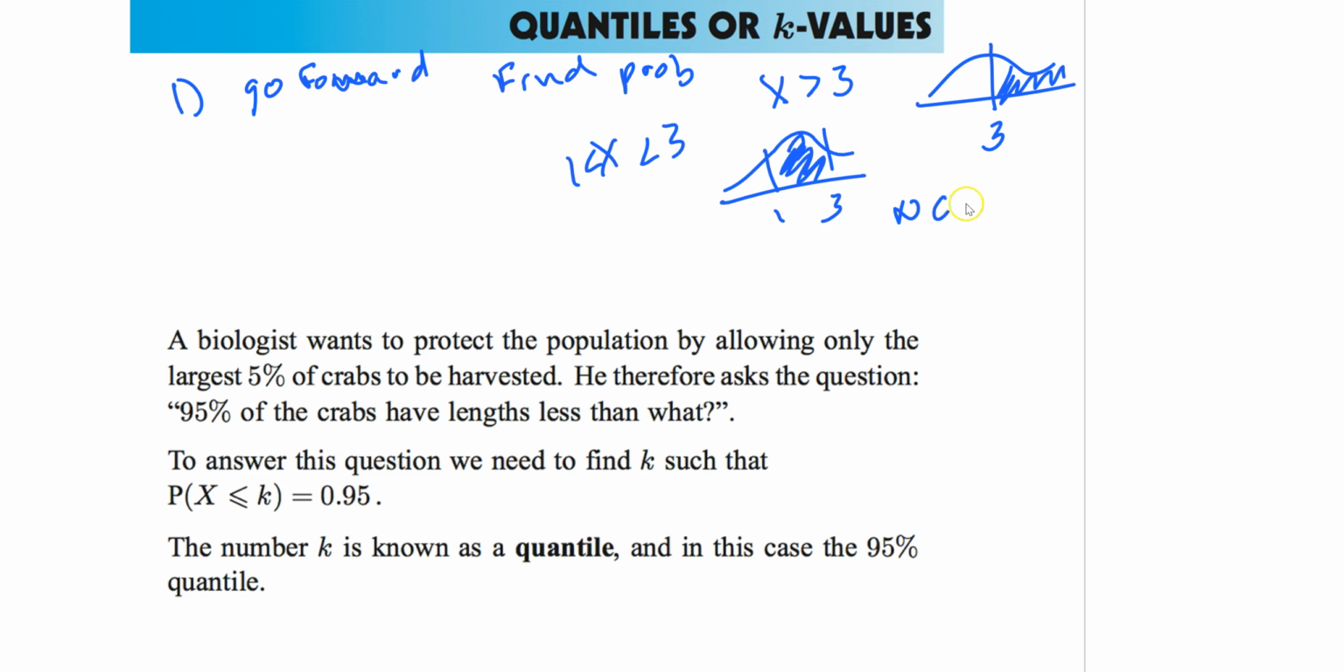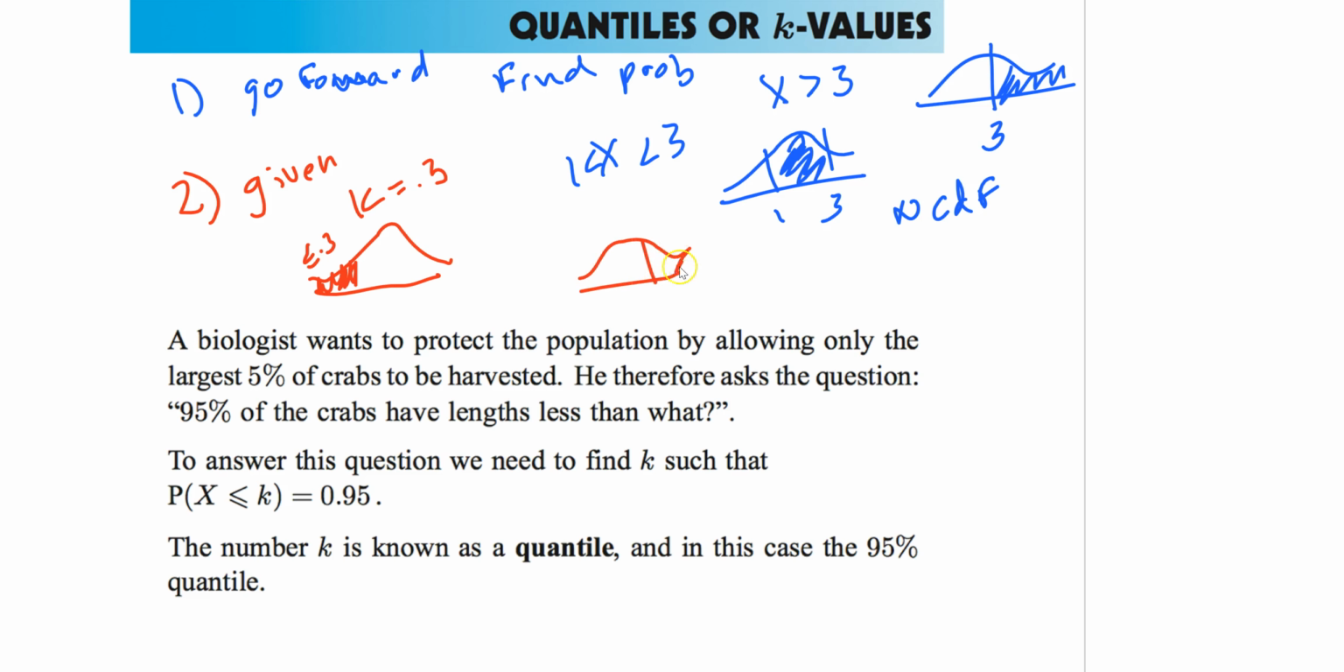The second type of problem we're going to do with normal is we're going to go backwards. You're given the probability. You're given k equals like 0.3. Right? So now you have a percentage. Now it all kind of depends how I say it. I could say less than 0.3, so it means you start on the left-hand side. Or I could say maybe the top half is greater than 0.3. So you start on the right-hand side.